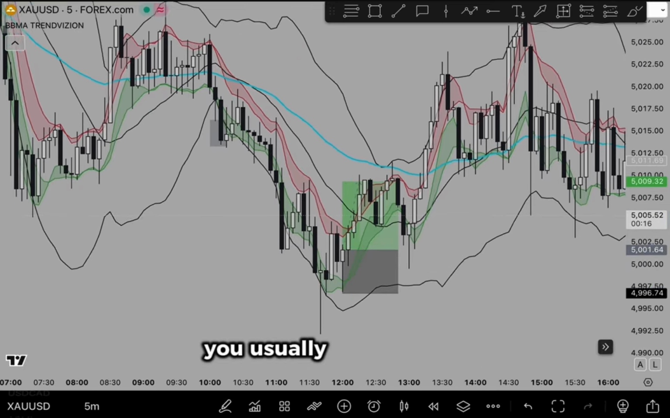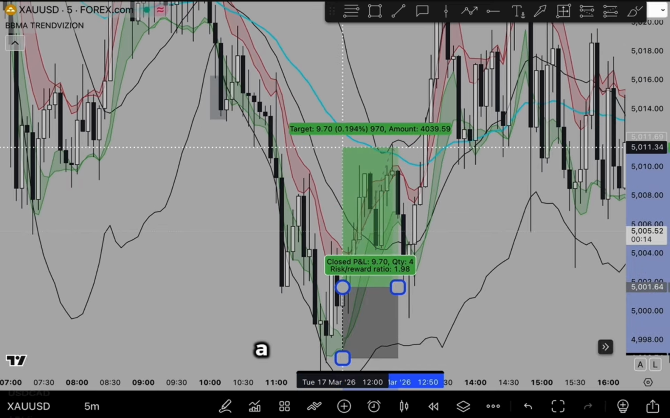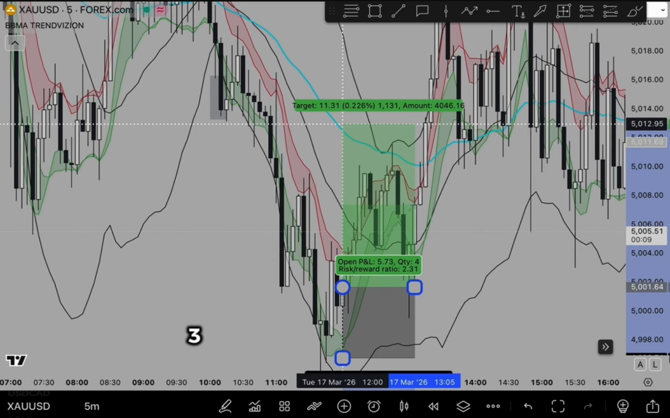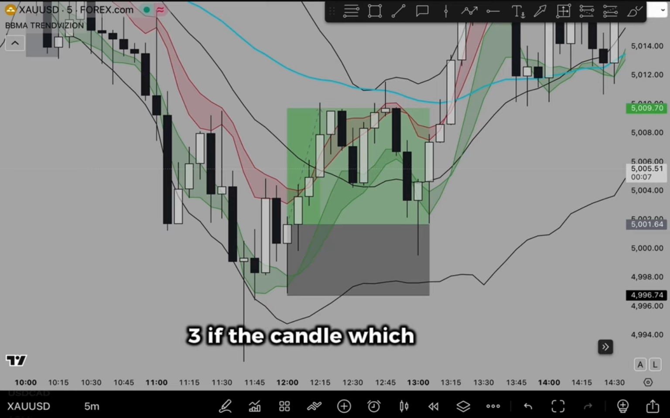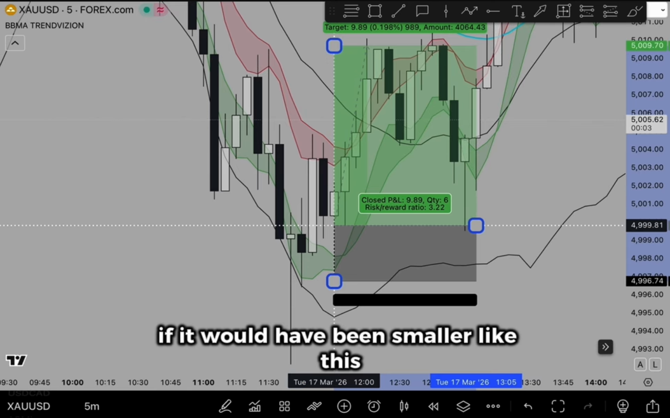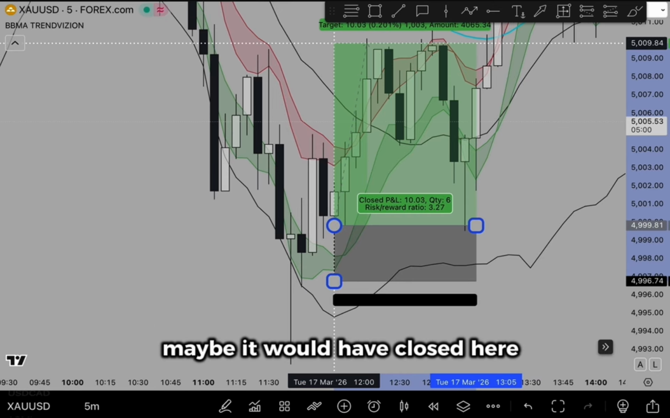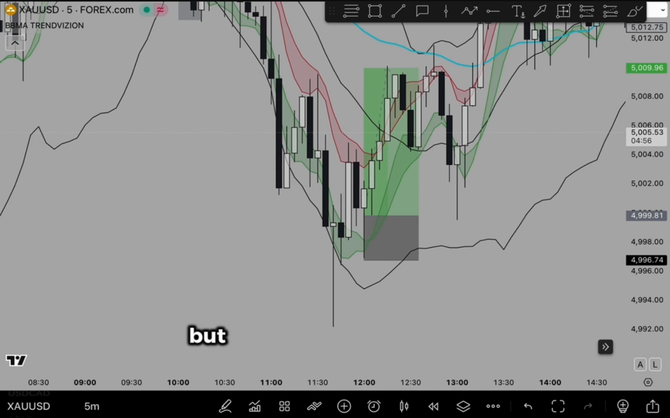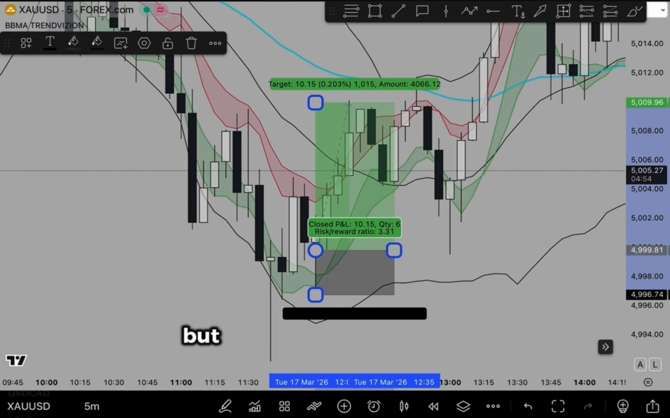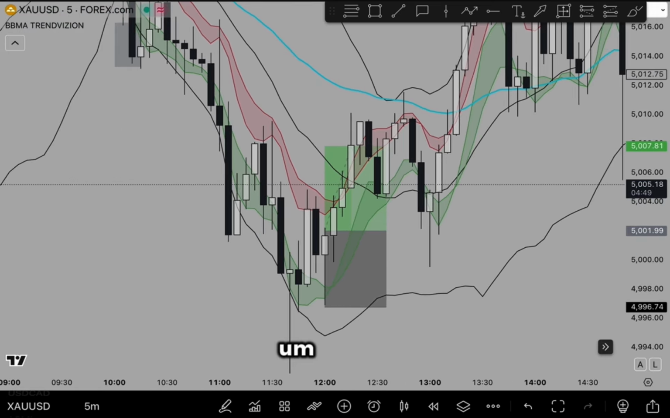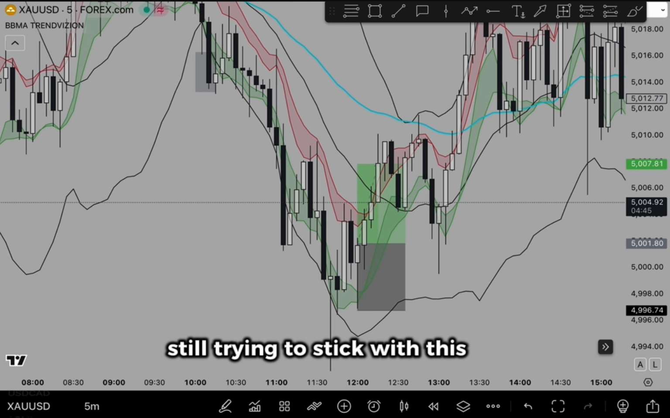I would say you usually get more of a move like this, like a 1 to 2. Maybe 1 to 3 if the candle which closes bullish, in this case, had been smaller, like this, maybe it would have closed here. You could have gotten a 1 to 3. But yeah, that still has to be tested. But for now, this seems to be working, so I'm still trying to stick with this.